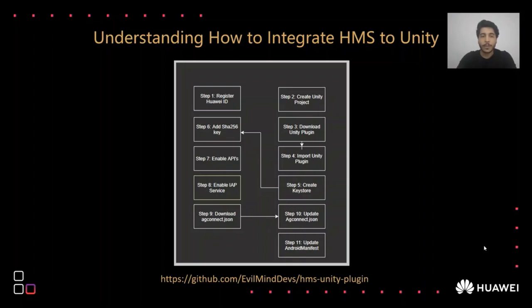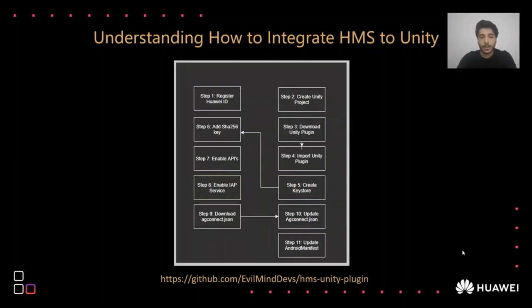Step three, we can use this link to download this HMS plugin. And step four, importing Unity plugin into our project. And step five, we need to create a key store. And then step six, we will generate a fingerprint from this key store. We should add this fingerprint into App Gallery Connect.